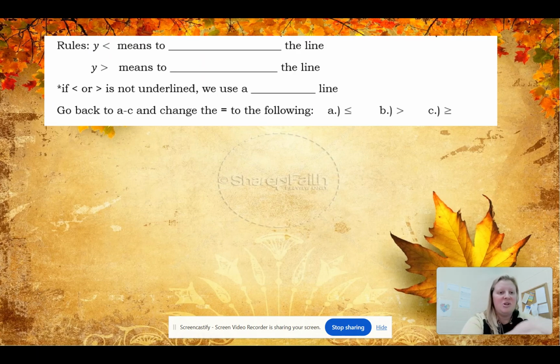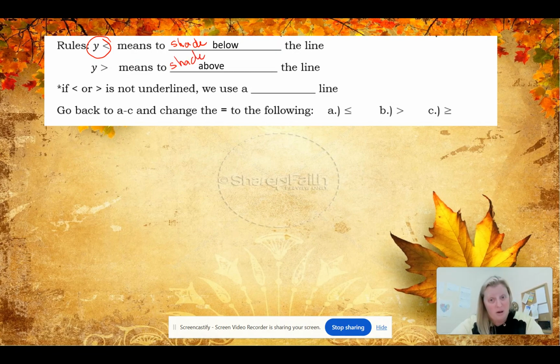So the first thing we want to make sure is how to pronounce this kind of symbol. So if you see Y and then that symbol, that is the less than symbol. So that means you're going to shade below your line. So think less than means lower, beneath, under. That's why we shade below. And then greater than is obviously opposite. So if you see the greater than symbol, you're going to shade above the line.